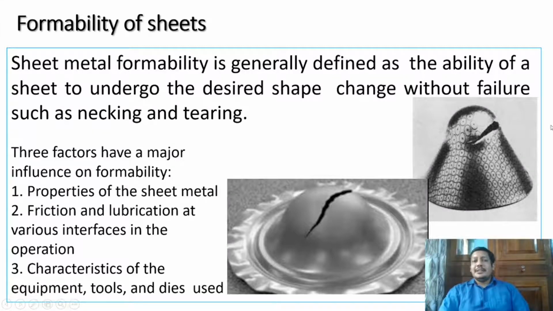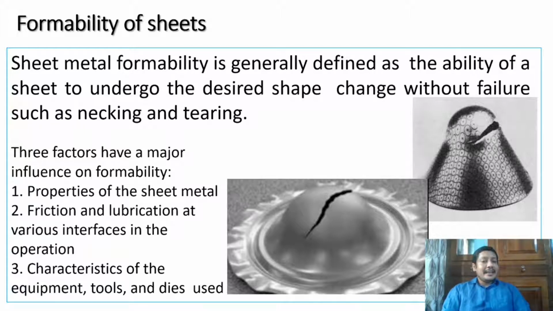Sheet metal formability is generally defined as the ability of a sheet to undergo the desired shape change without failure, such as necking and tearing. So you can see over here, it has been torn into pieces. Here also the tearing has happened. Here you can see the edges of the sheet are not perfect. All these are issues which normally relate to the formability of sheet.